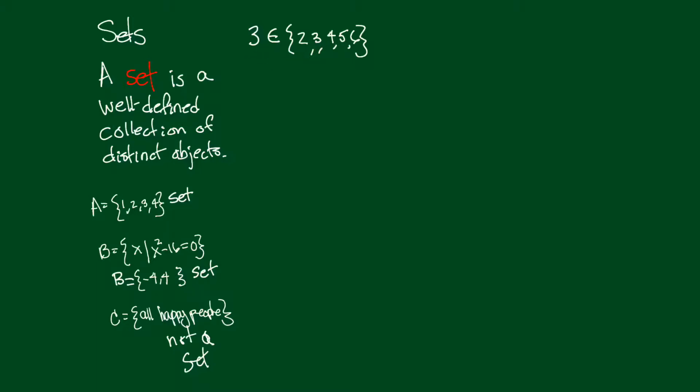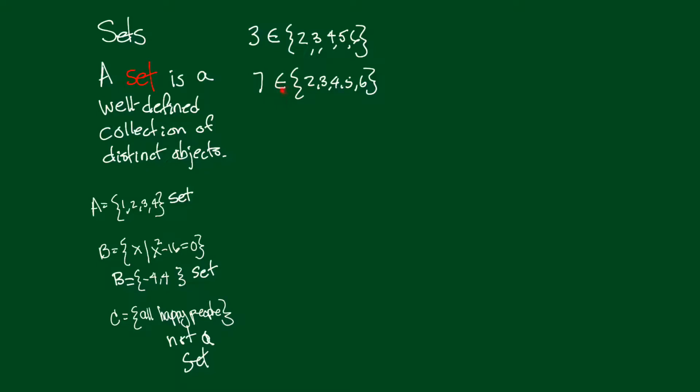But what if I wrote this? 7, and I wrote this, 2, 3, 4, 5, 6. What would you think? True or false? Is 7 an element of this set? Well, I look in here, and I don't see a 7. So 7 is not an element of that set.